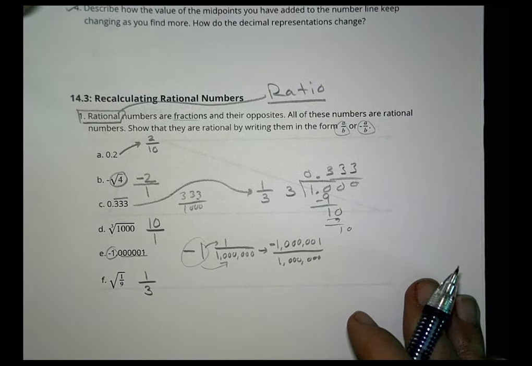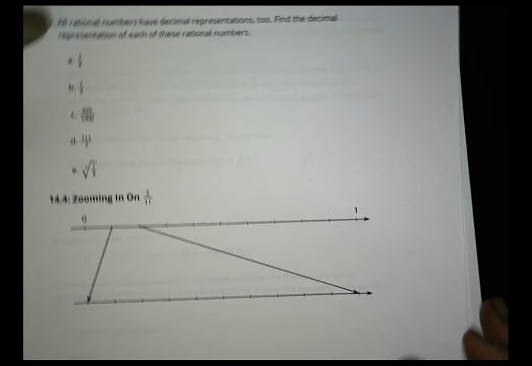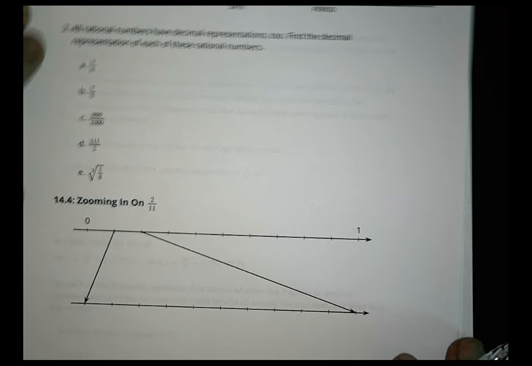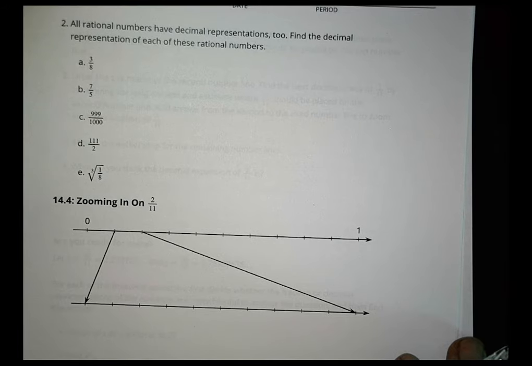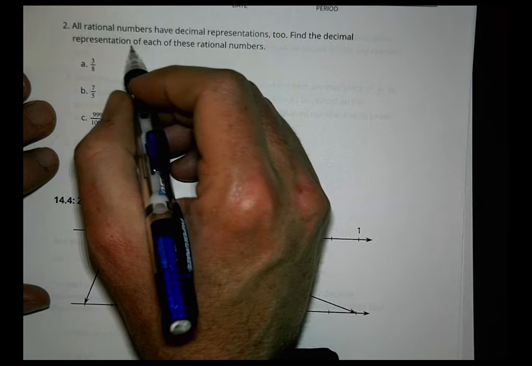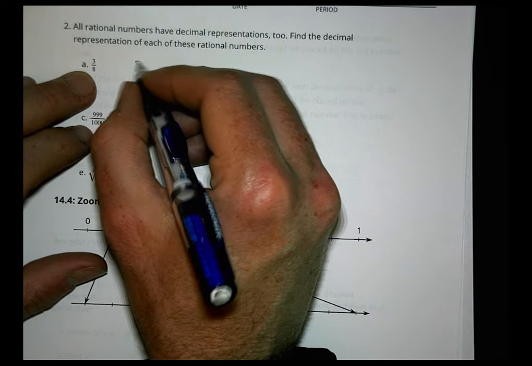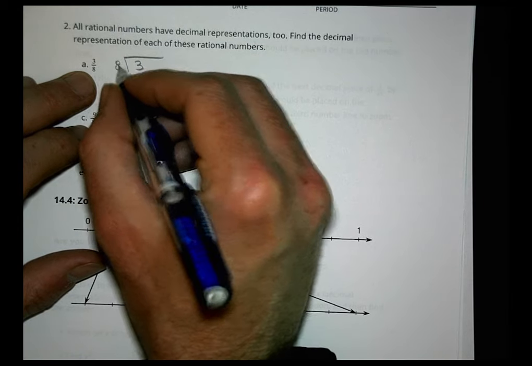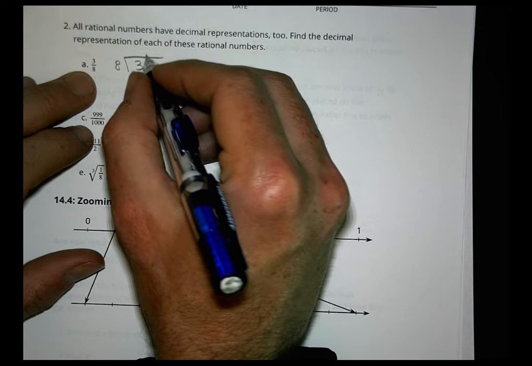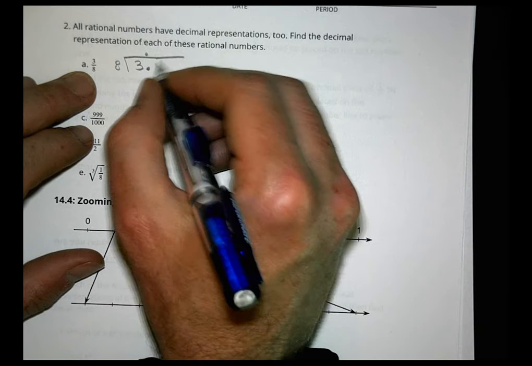Okay, let's take a look here at activity 2, or number 2 for that part. It says all rational numbers have decimal representations too. Find the decimal representation of each of these rational numbers. So if we have 3 over 8, that's like doing 3 divided by 8. I put a decimal point there, a decimal point there right away, and then we see what we have. I can add some zeros to hold some spaces.